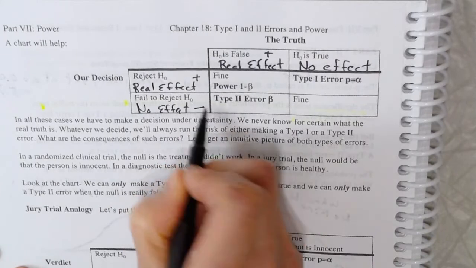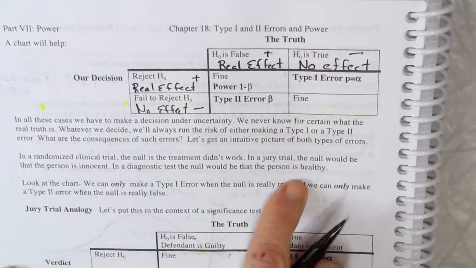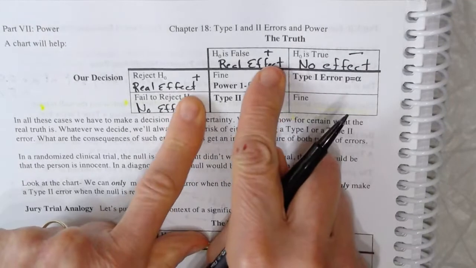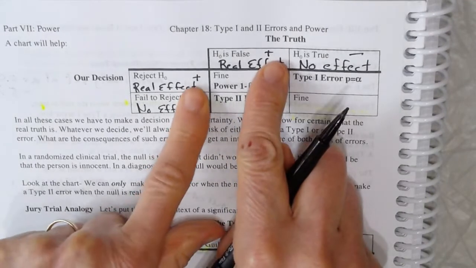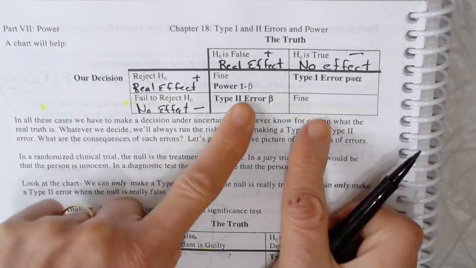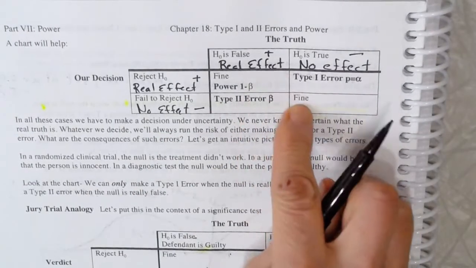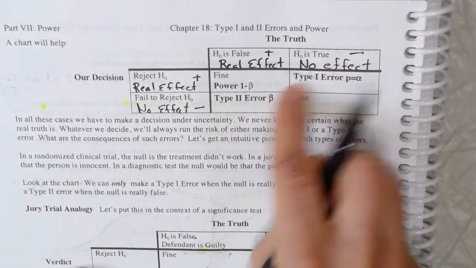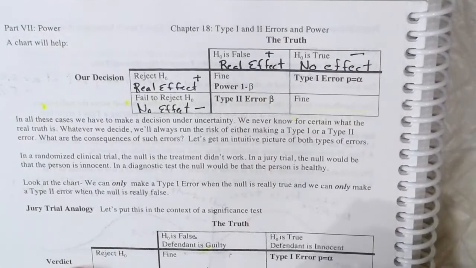So we can say this is negative here. All right, so when these match up, when there is an effect and we decide there is one, like right here, or there's no effect and we decide there's no effect, these two are fine. We're making the right decision. But when they're opposite to each other, we're making the wrong decision.